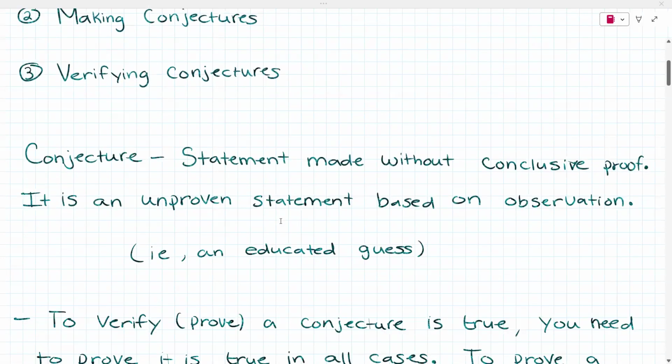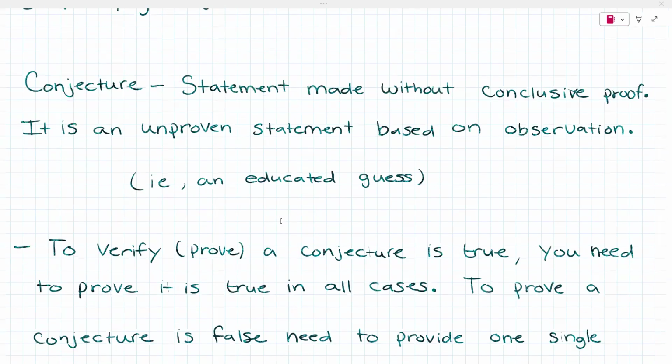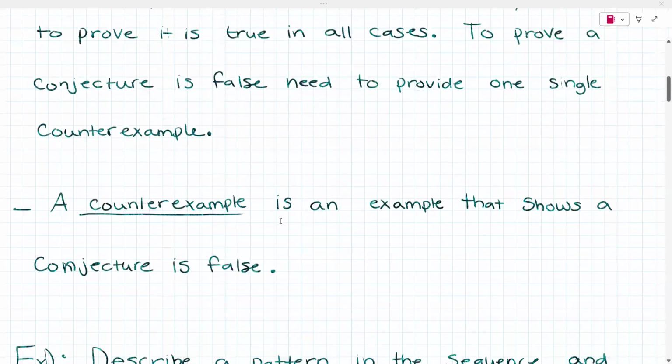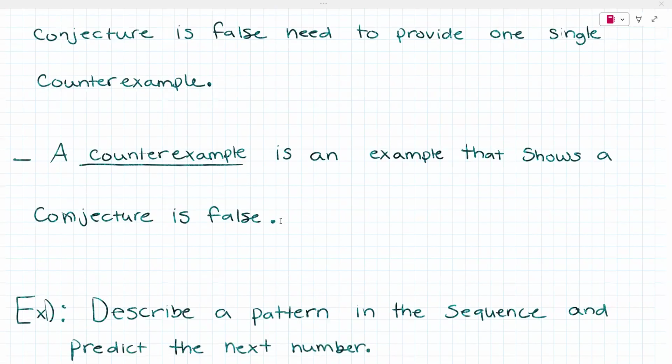Conjecture: a statement made without conclusive proof. It is an unproven statement based on observation. Example, an educated guess. To verify or prove a conjecture is true, you'll need to prove it is true in all cases. To prove a conjecture is false, you need to provide one single counterexample, just one. A counterexample is an example that shows a conjecture is false. It'll all make sense when we do an example.